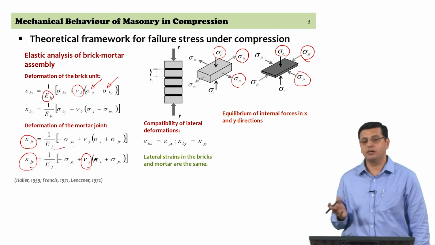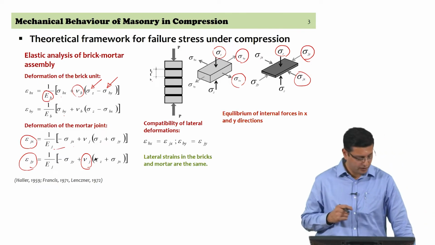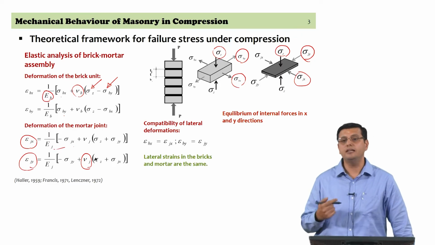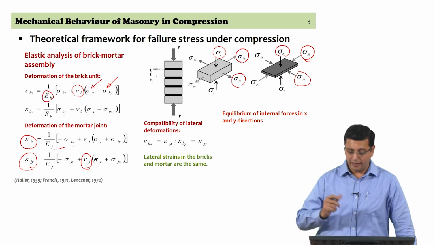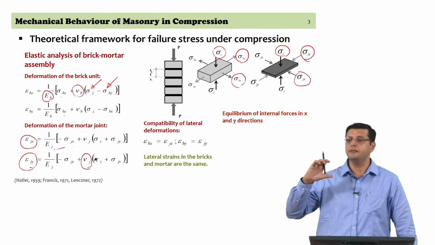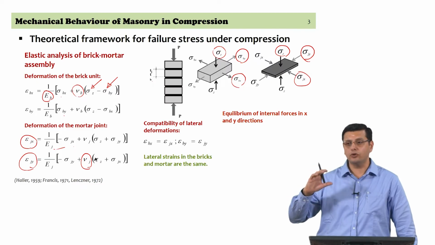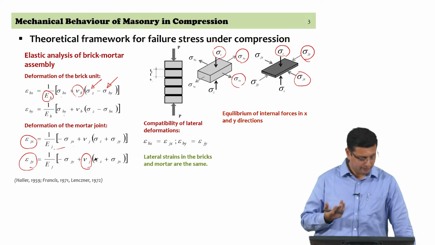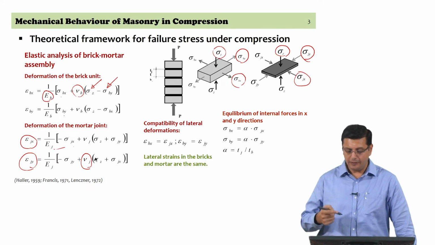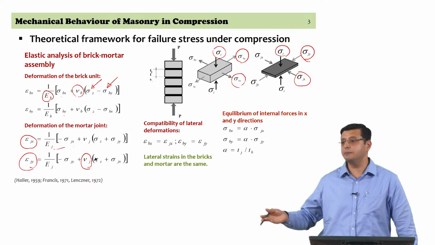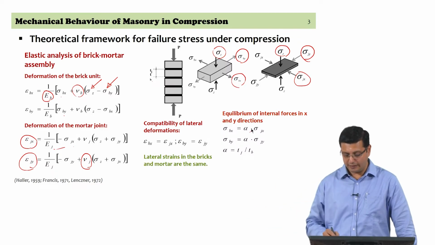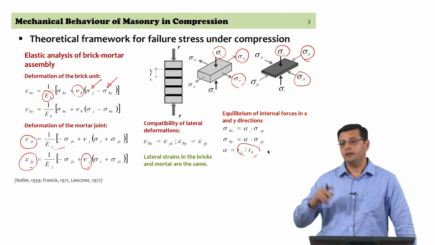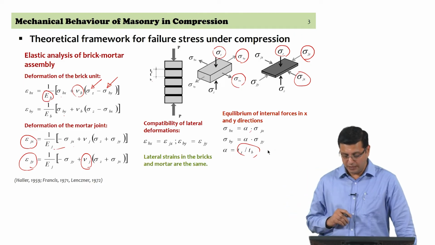We also have to consider equilibrium of forces. So, if you are going to be looking at an equilibrium of internal forces in both the x and the y directions, the lateral directions, we can examine the thickness of the mortar joint and the thickness of the brick unit over which these stresses are acting, and write down the equilibrium in these two directions. Sigma bx is alpha times sigma jx. There should be an equilibrium of forces. So, sigma bx is some factor times sigma jx, and that factor is nothing but the ratio between the thicknesses of the joints, which is Tj by Tb.